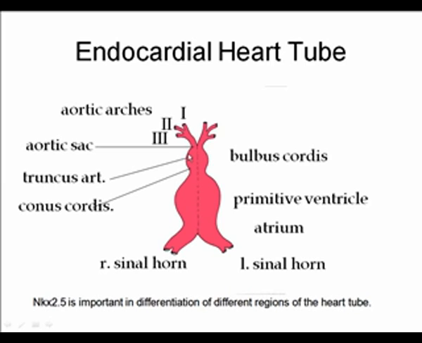That's the outflow region. The bulbus cordis can be separated into a truncus region more cephalically, and a conus region more caudally. These will then continue with an aortic sac, which then goes and distributes blood to the aortic arches.